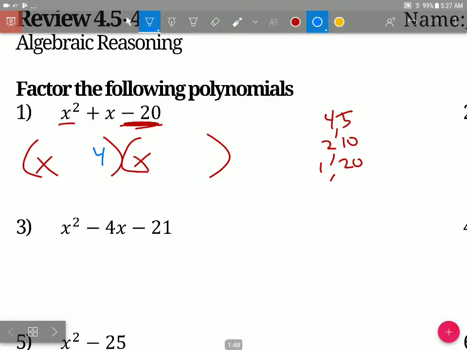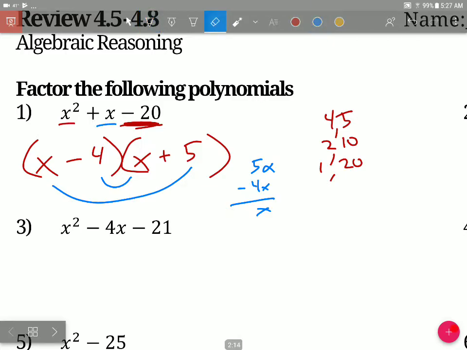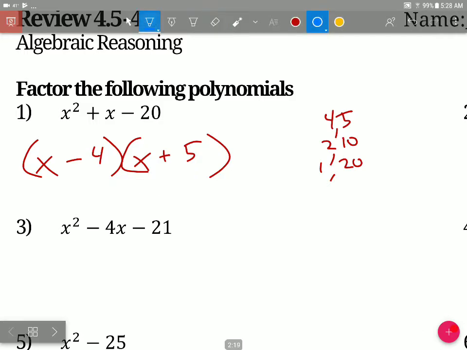and the 5. Let's change the colors. Let's go back. Let's do 4 and 5. And again, it's a negative 20, so they have to be different signs. So let's check again. x times 5 is 5x. Negative 4 times x is negative 4x. Okay, and those add up to x. That is your middle term, therefore this is the correct combination. And that is your answer.